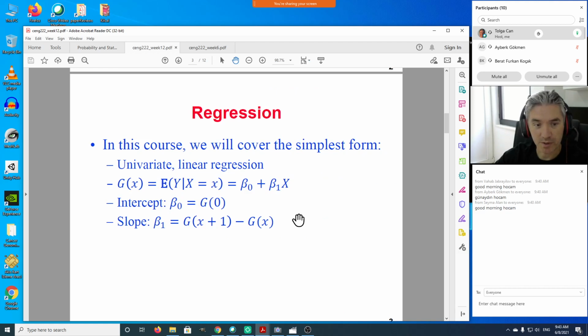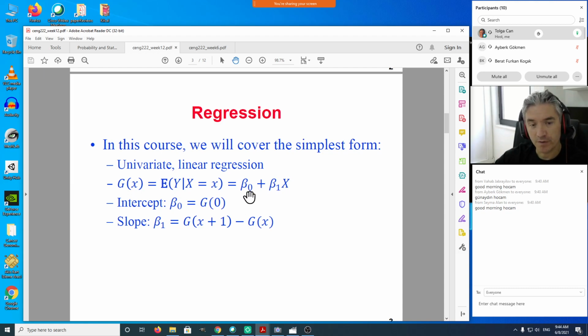In this introductory course of statistics, we just touch very quickly on what regression is. We have a response variable and predictor variables, and we just consider one predictor variable, which is univariate regression. And if the expected value of y given x is a linear function of x, if you predict y as a linear function of x, this is called linear regression.